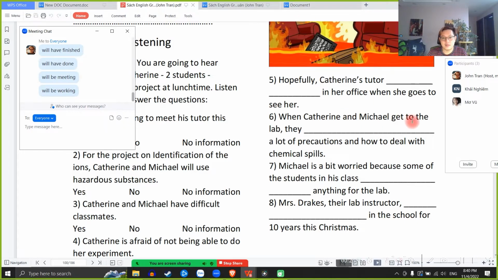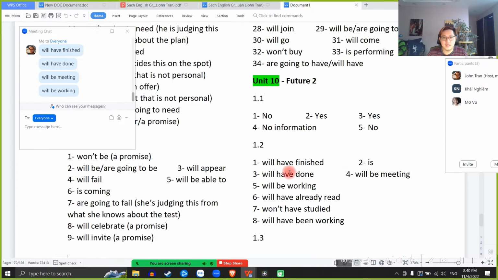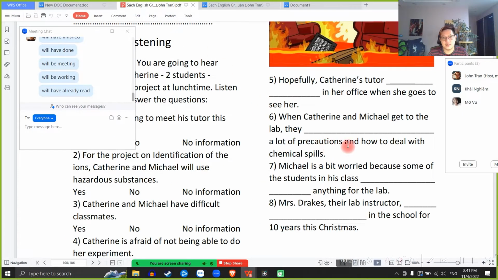Number 6, when Catherine and Michael get to the lab, they will have already read. This is a difficult part, don't worry about it. Cái này cái phần rất là khó, I know it. They will have already read a lot of precautions and how to deal with chemical spills. Khi Catherine và Michael đi đến phòng lab, họ sẽ đã đọc được hết rồi. Will have already read, sẽ đã đọc được hết rồi mấy cái cảnh báo và làm thế nào để đương đầu với những cái vụ tràn hóa chất hoặc là rớt hóa chất ra ngoài.